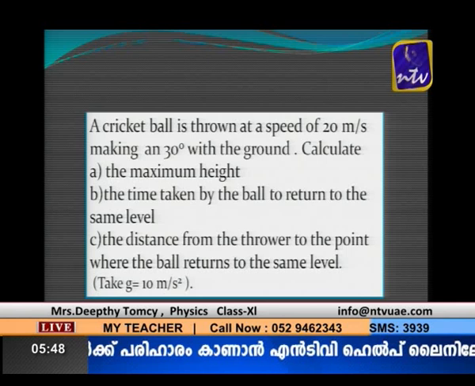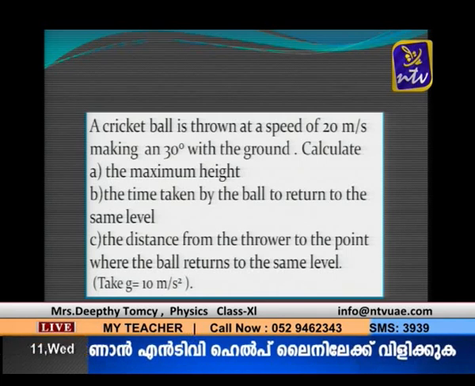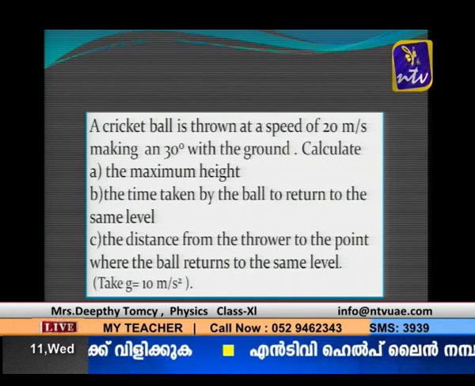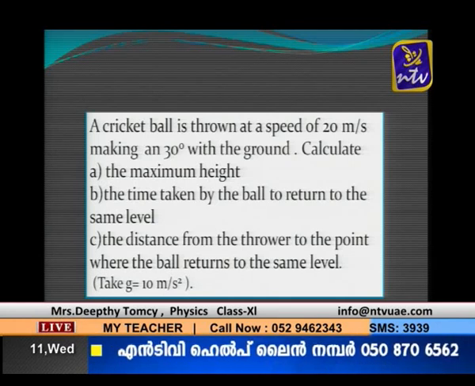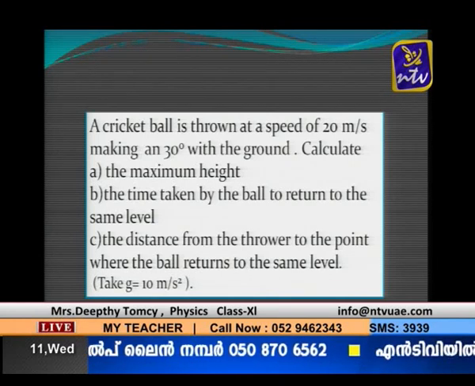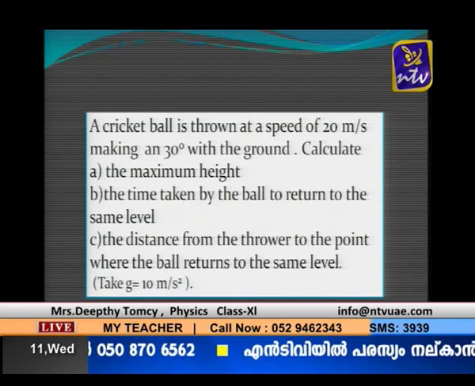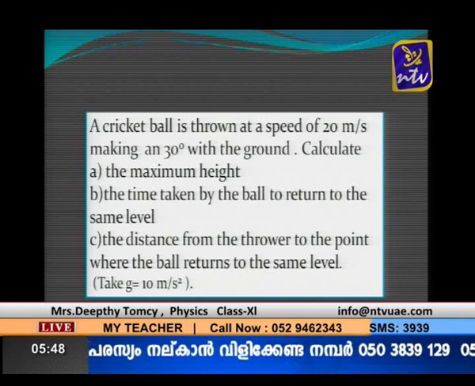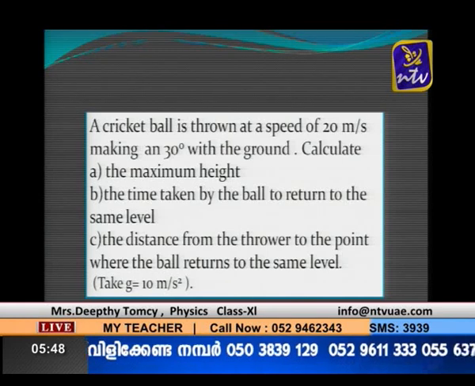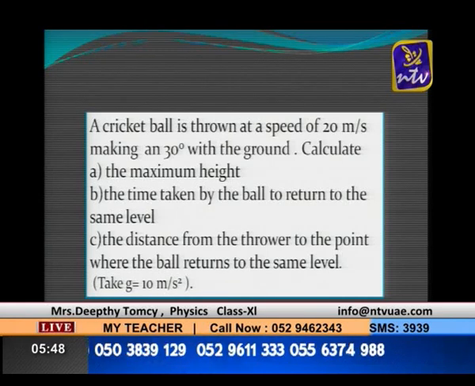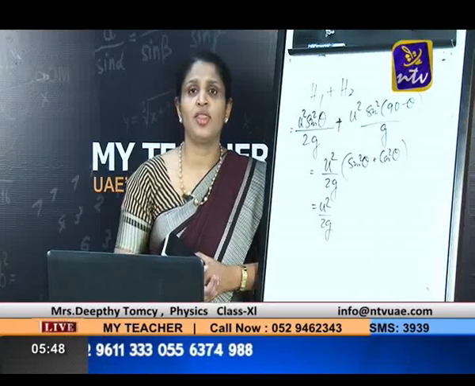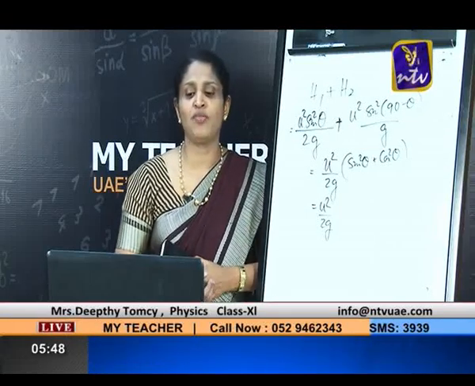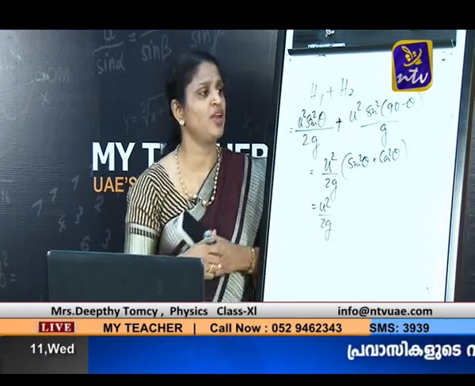A cricket ball is being thrown at a speed of 20 meter per second, making an angle of 30 degrees with the ground. Calculate the maximum height, the time taken by the ball to return to the same level, and the distance from the thrower to the point where the ball returns to the same level. These three questions are very direct questions. You can see very clearly in the question itself that you can calculate the value of the maximum height, time of flight and the range. It's a very direct question.